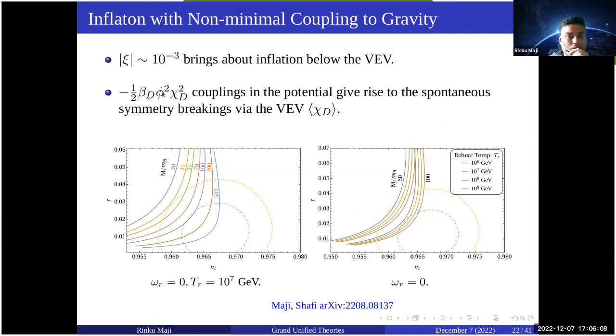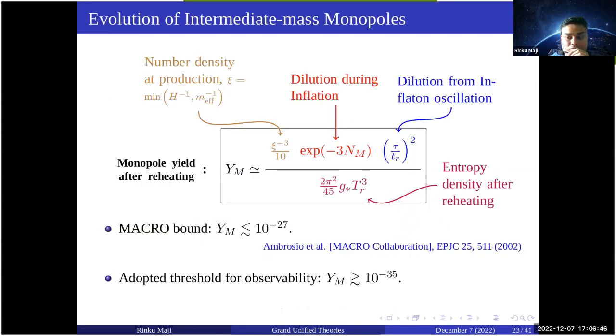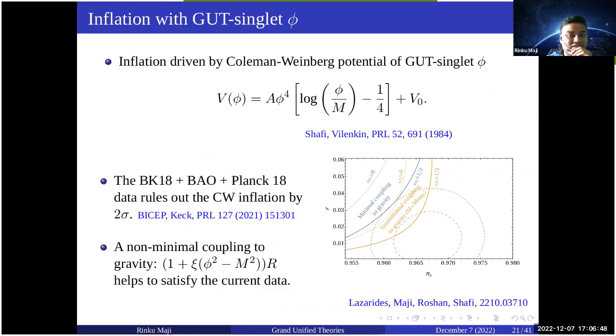And if we include a singlet, basically the coupling of phi squared chi squared, where chi is the scalar which breaks the symmetries, this brings about the inflation. Basically, the inflaton rolls to its minimum, from zero to a higher value, and as it rolls down, this coupling gives rise to spontaneous symmetry breaking at some intermediate scale. Okay, I think I missed one slide. Okay, sorry.